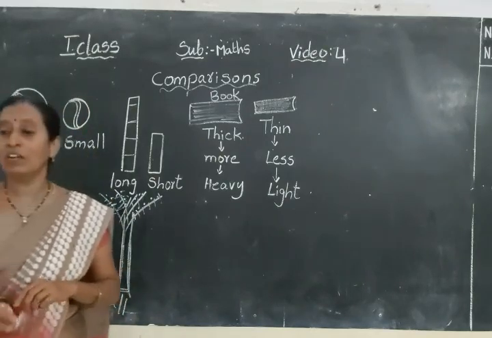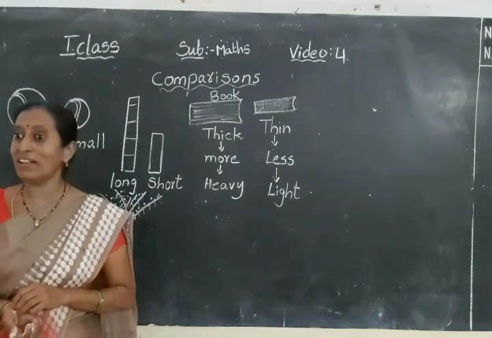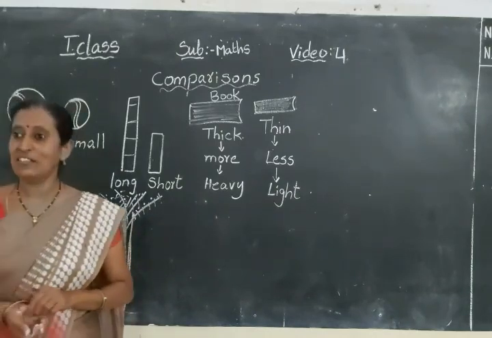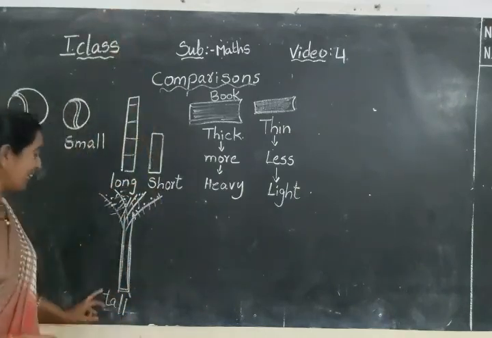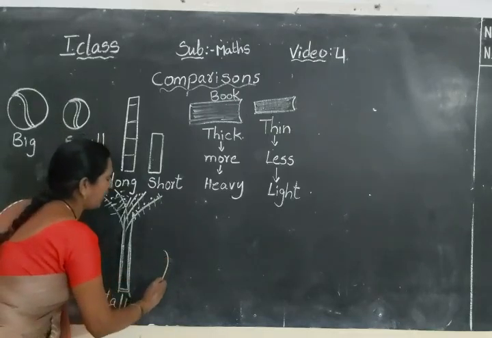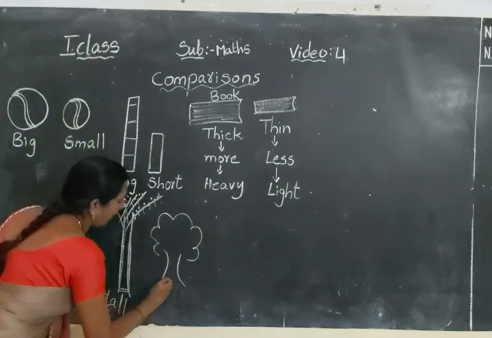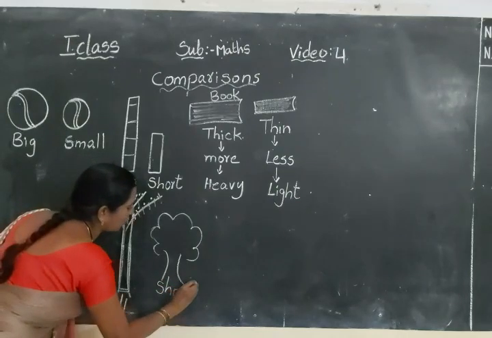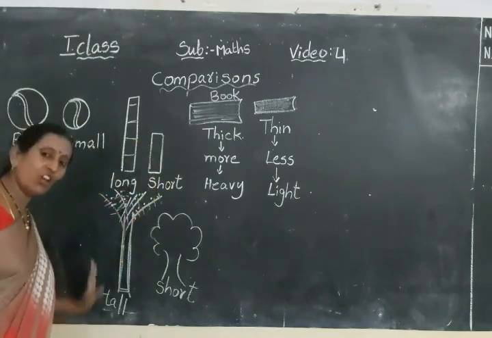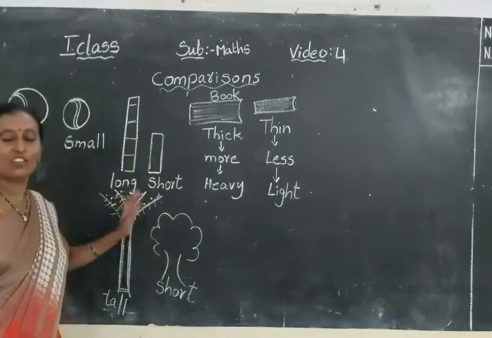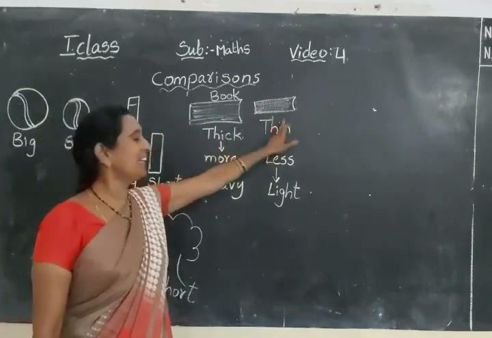See there, which is the tallest animal? Do you know, children, which is the tallest animal? Yeah, giraffe. Giraffe is the tallest. The neck is very tall, no? That is tall. And some trees are short. S-H-O-R-T, short is nothing but long and short, or tall and short. We are saying like this or like this. No? Next one, thick and thin.